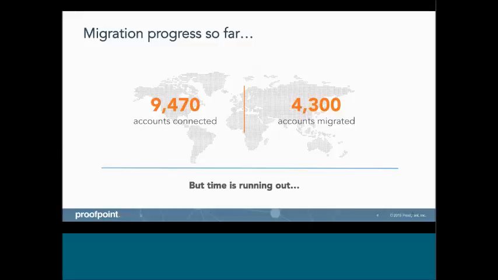So there's a couple things I wanted to point out, or just give you some updates on. So we've seen a lot of migration activity. As you can see, we've migrated about 4,300. That's about 2 or 3 days old. I'm sure that number is much higher now. 4,300 accounts have been migrated so far.